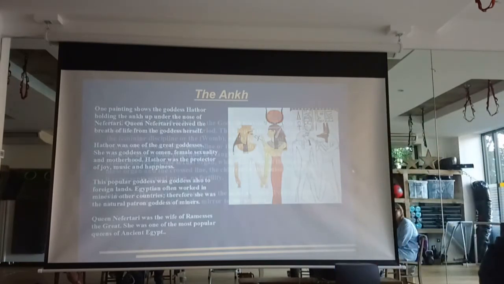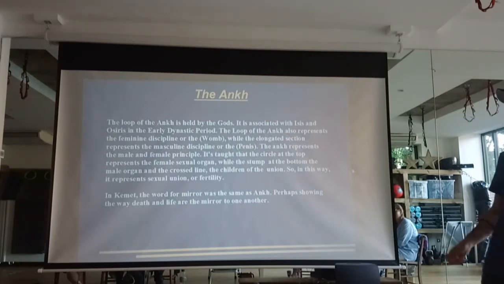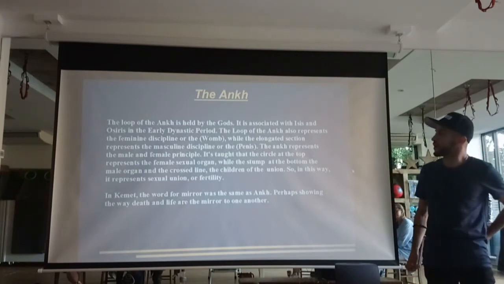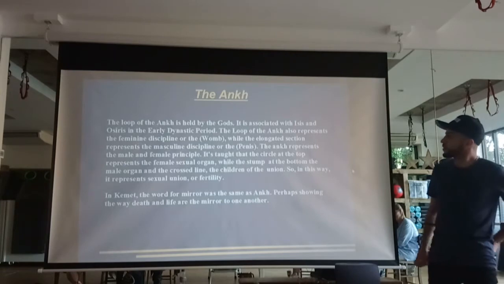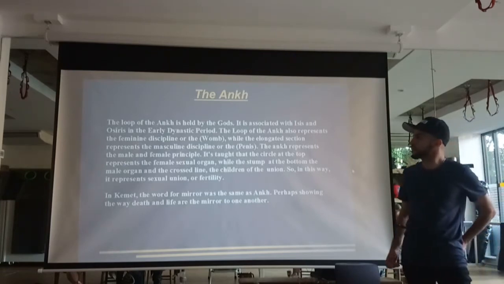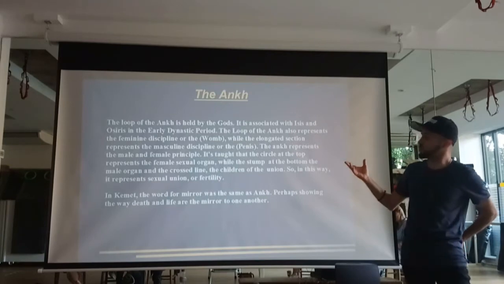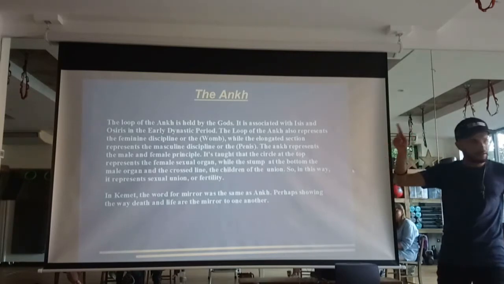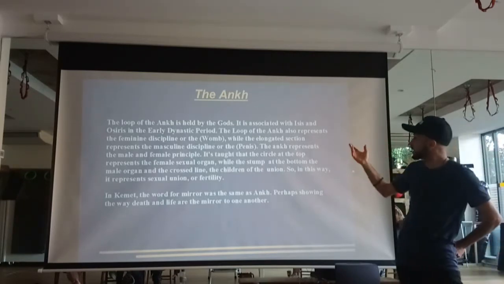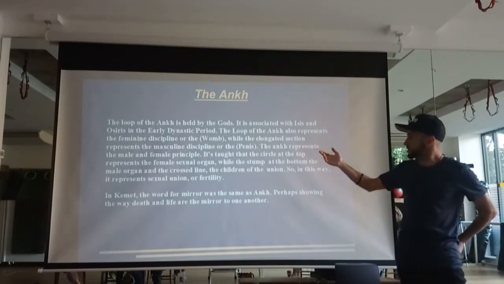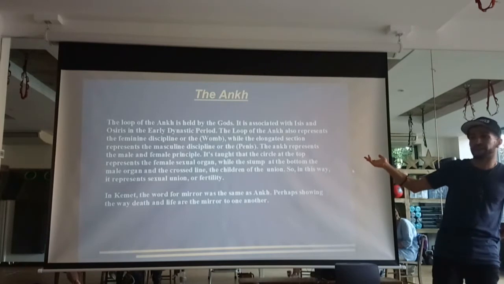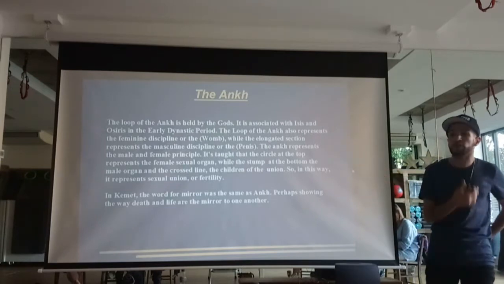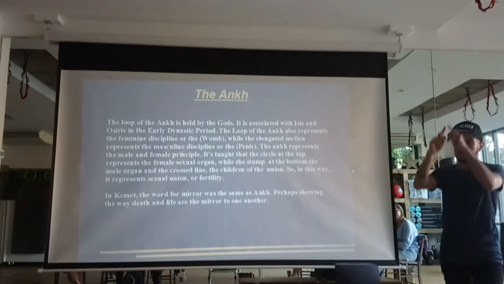So the loop of the Ankh is held by the gods. It is associated with Isis and Osiris in the early dynastic period. And the loop of the Ankh also represents the feminine principle, or the womb. You will see that the loop at the top of the Ankh represents the female, while the elongated section represents the masculine principle, or the male genitalia, basically. But we can also say that the female representation could also be the female genitalia, because of the shape.